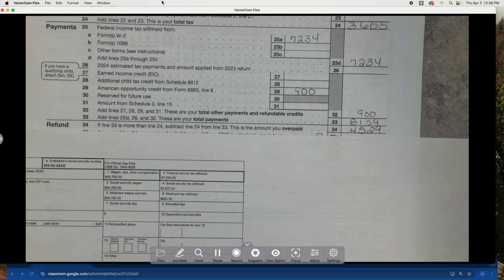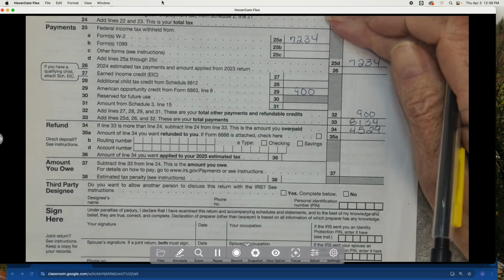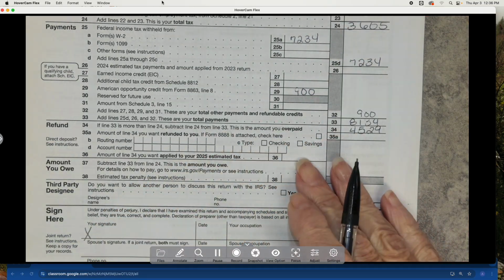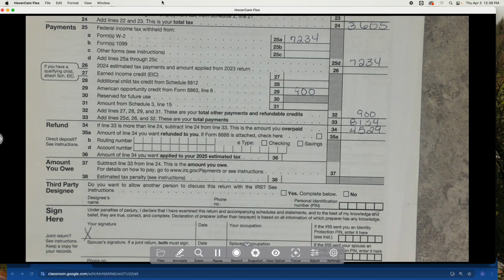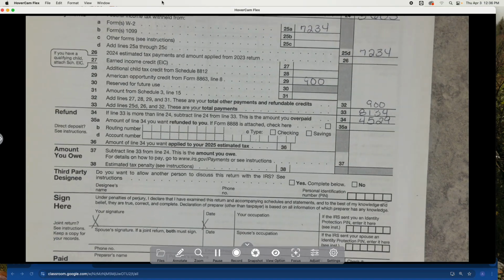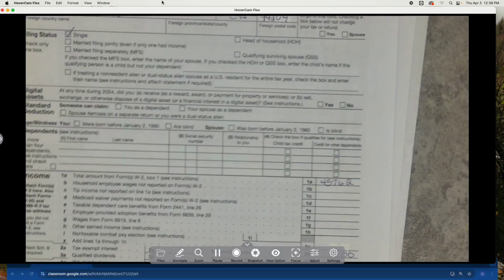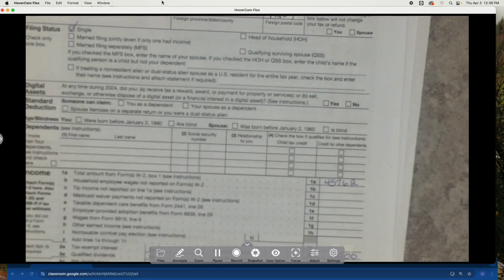One of the things that I want you to make sure that you do is down here where it says your signature, make sure that you go ahead and sign his name, date it. You can leave your occupation blank. One of the things I want you to realize is since we're not filling this part out, they will send him a paper check. If you want an automatic deposit, you would have to put in the routing number and the account number for your bank. And that is all there is to filing Marcus's taxes.